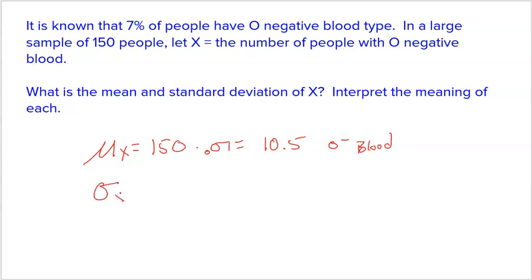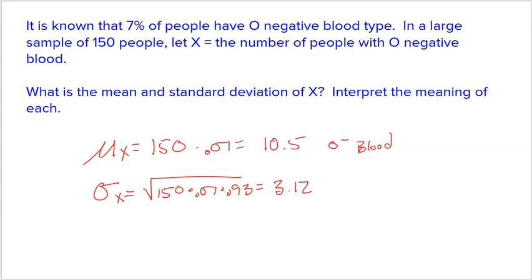But that number could vary, so there is a standard deviation here as well. The standard deviation is found by the square root of 150 times success, 0.07, times failure, 0.93. So I get the square root of 150 times 0.07 times 0.93, and I get 3.12. So if I were to look at 150 people a large number of times, I'd expect an average of 10.5 of them to have O negative blood, but that number could vary by 3.12 from the mean.